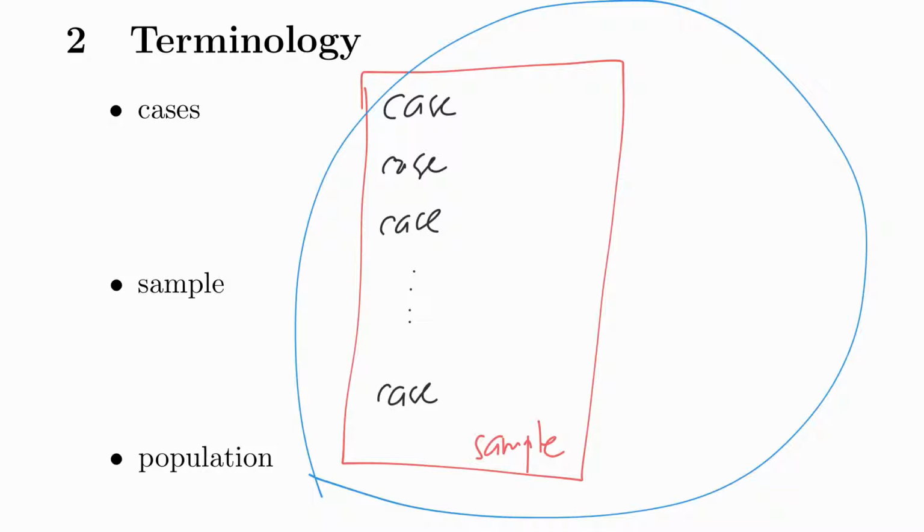So here I've got my population. And a lot of inferential statistics revolves around taking a good sample that is representative of that population, and then trying to study the relationships from that sample to make inference about the population from which that sample came.